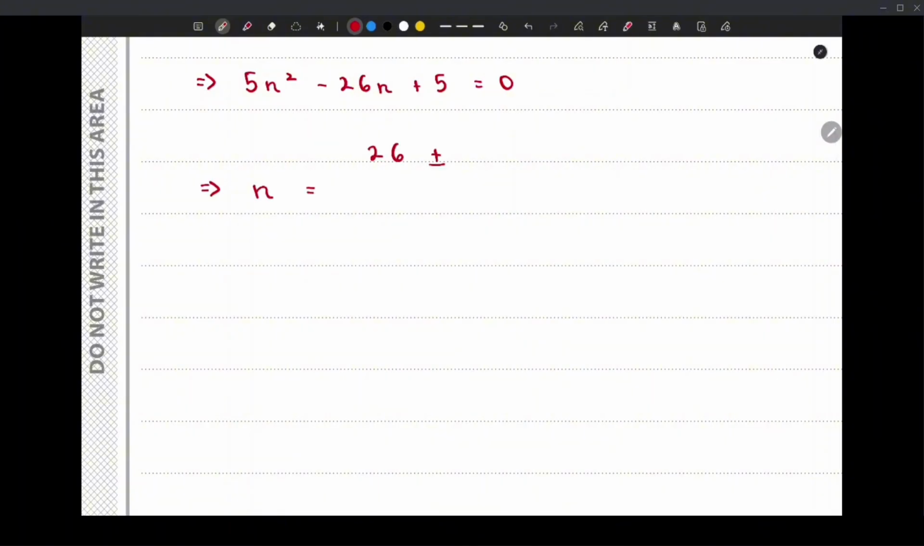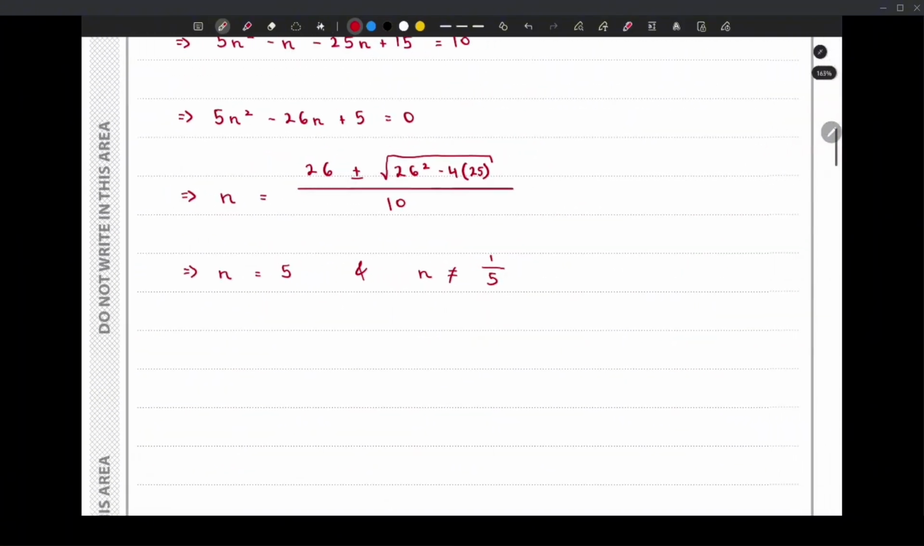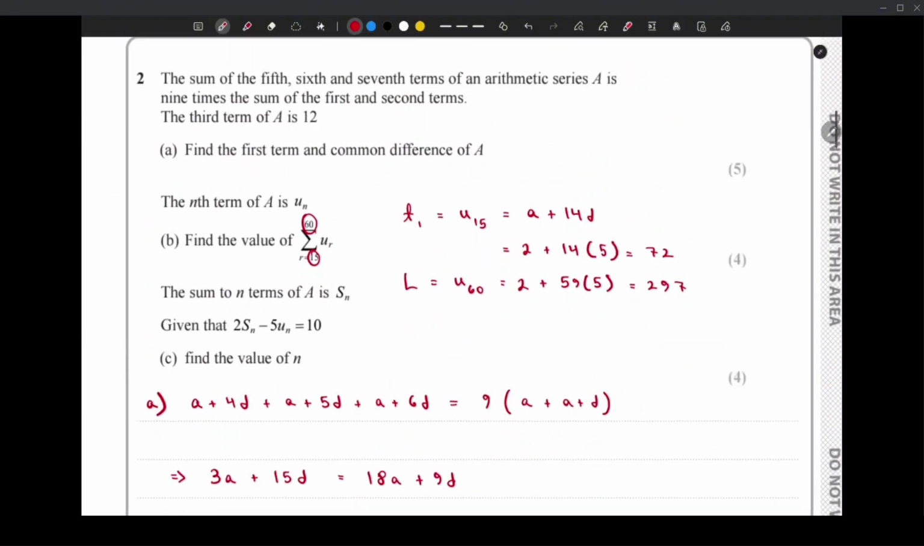26 plus or minus root over 26 squared minus 4ac, which is 25, divided by 2a, which is 10. So from this, I think we will get two values of n. One of the values of n is 5, and the other one is 1 divided by 5. But we know that n cannot be 1 over 5 since n is a positive integer. So that is it for this question.